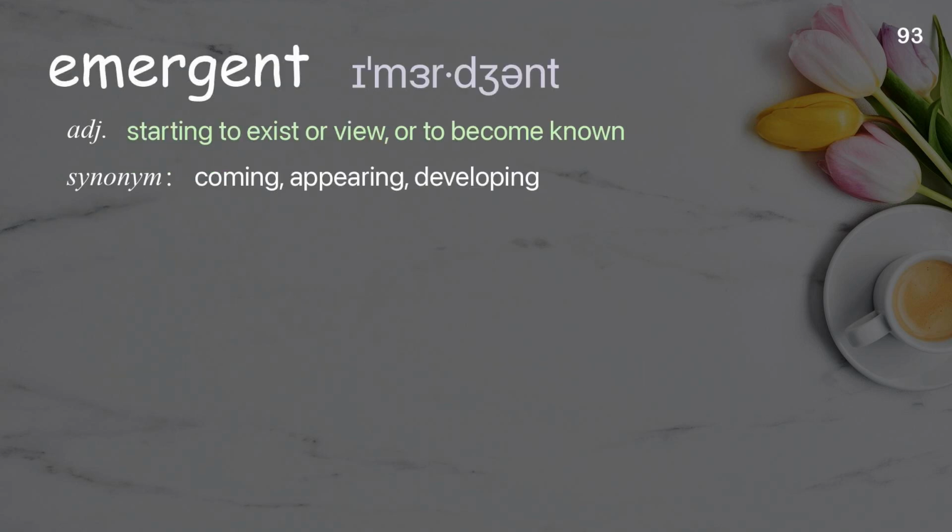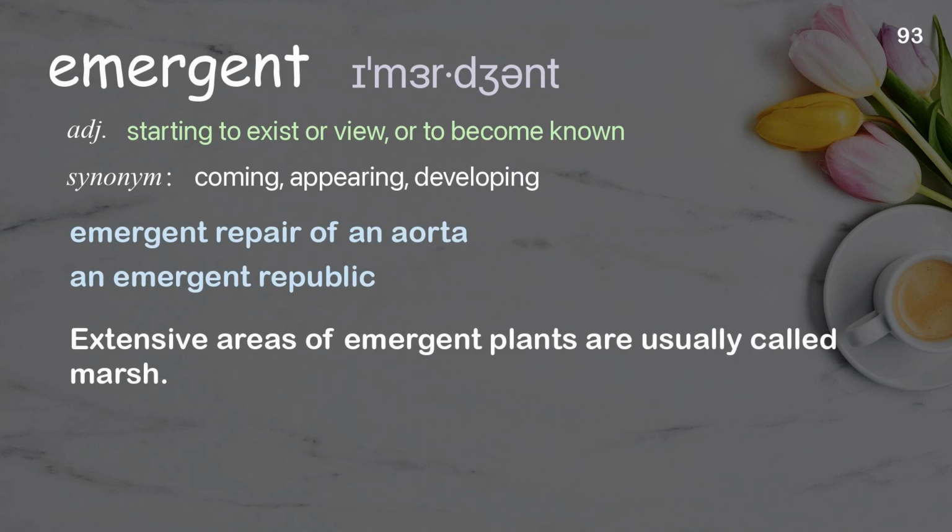Emergent. Starting to exist or view, or to become known. Examples: Emergent repair of an aorta. An emergent republic. Extensive areas of emergent plants are usually called marsh.